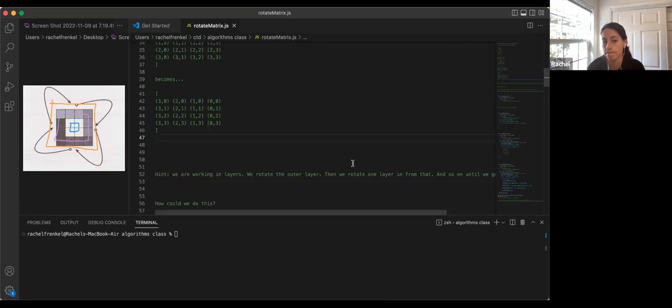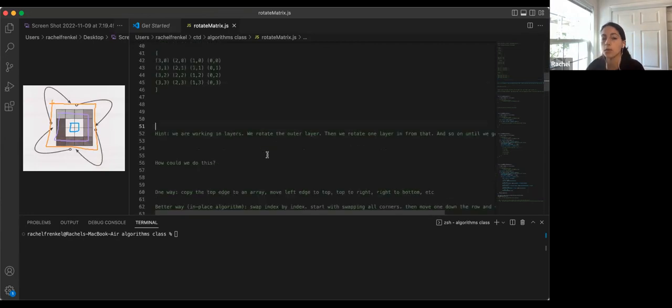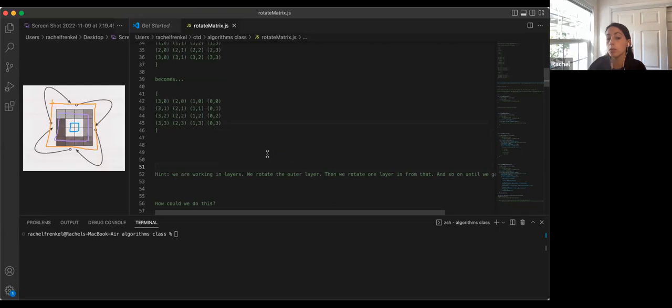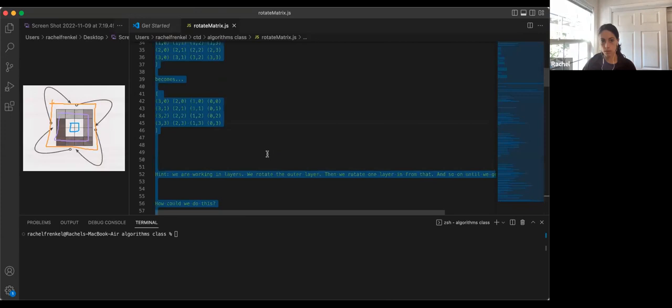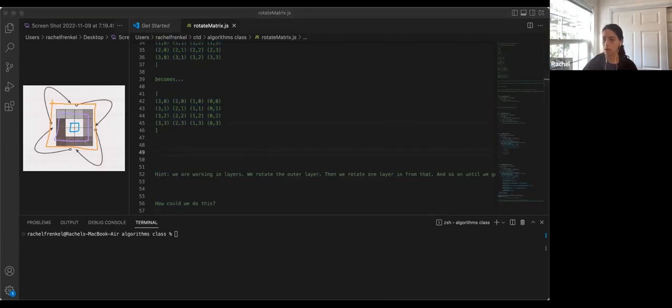But we will try to fill out, I've got partial functions as we go down, and we'll try to fill them out as much as we can before we go to the next hint. Okay, so first off, we're working these layers and we're going to try to rotate each layer. So there are two basic ways that we could do this. I actually kind of touched on one of them already.